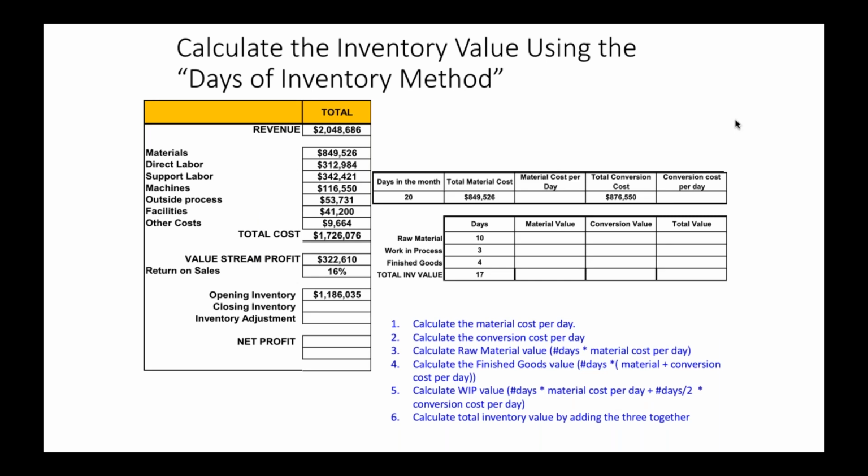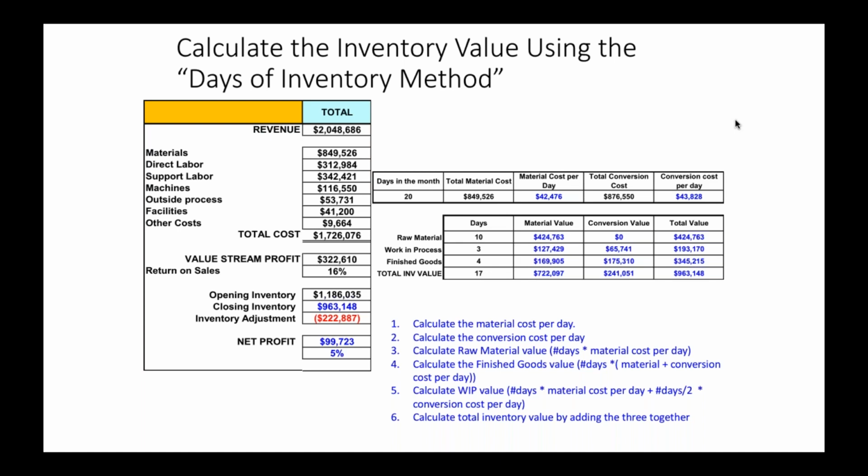So here's the days of inventory method. On the left side, you see a value stream income statement with actual revenue and actual costs for the period. On the right side, we see our total material cost of $849,526, our total conversion costs, which are all the other costs totaled up, $876,550. We have 20 working days in the month, so we calculate a cost per day. $42,476 for material. For conversion costs, which is actual production costs, it's $43,828.